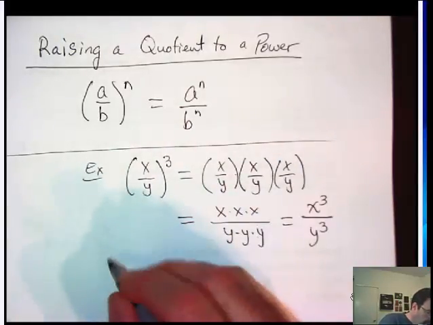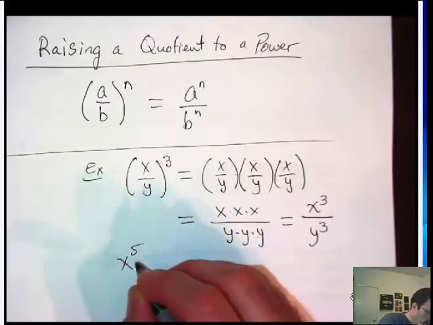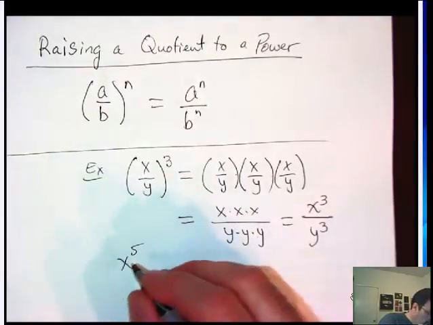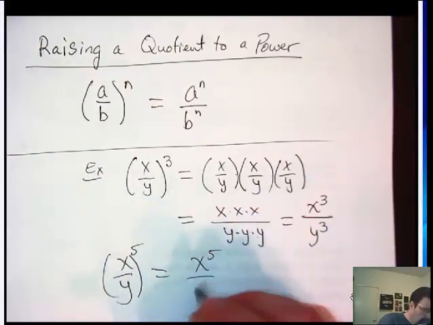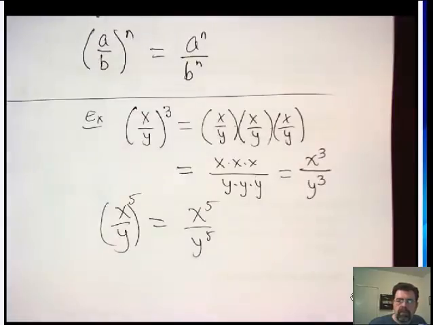So if I had x over y to the fifth, that's just going to be x to the fifth over y to the fifth. And you just cut to the chase. All right.